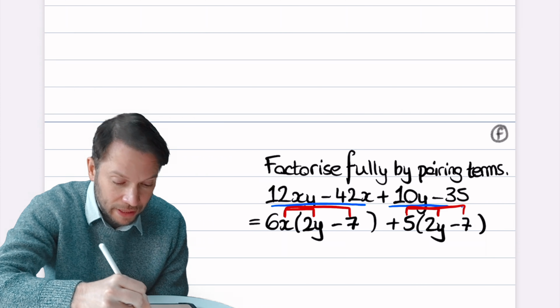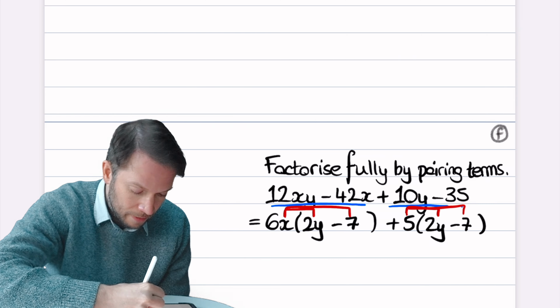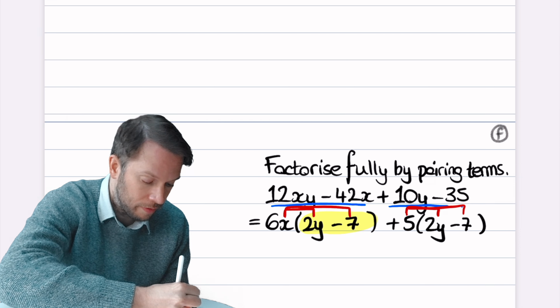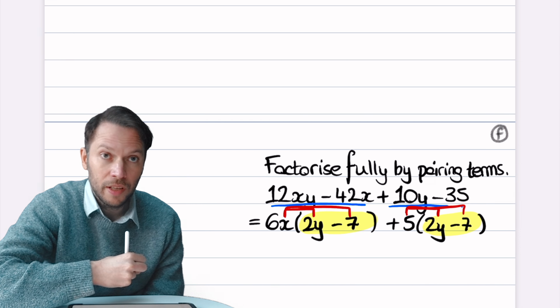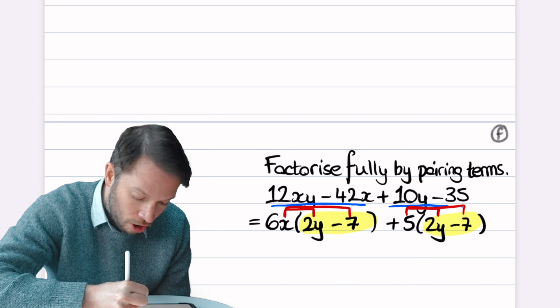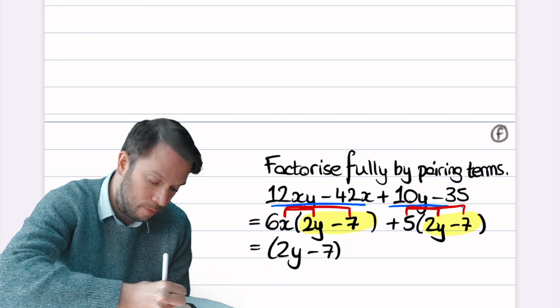Oh, and that's nice because we can see that both this first half here and this second half here have a common factor of 2y minus 7. So again, because that's common, we can factorize it out. So we can factorize that whole bracket of 2y minus 7 on the front, and then we open a bracket.